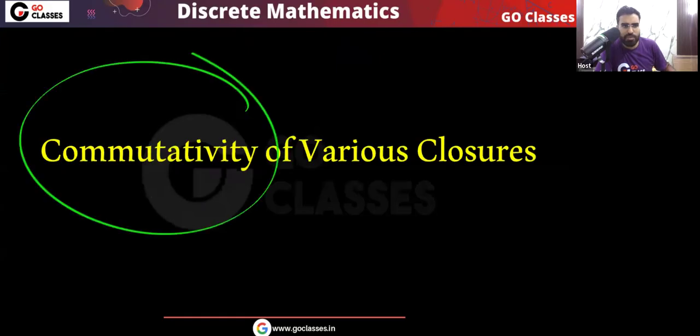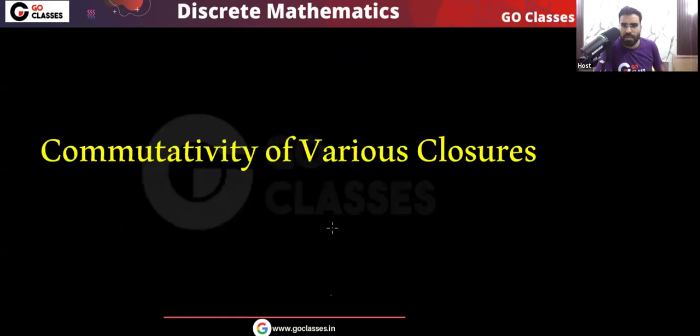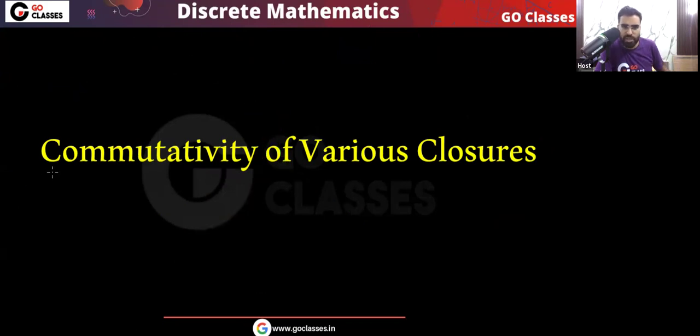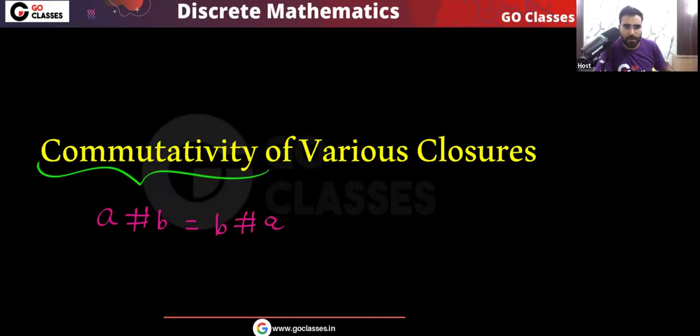Let's study commutativity of various closures. When can I say two different types of closures are commutative or not? What is the meaning of commutative? Commutative basically means that you can do them in any order and the result will be the same. Whether you do A hash B or B hash A, both are the same. In this situation, we say that hash is commutative.